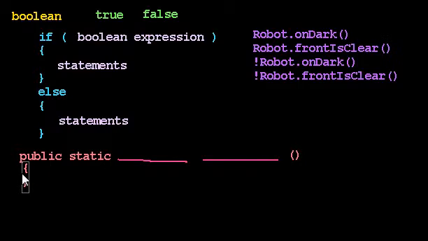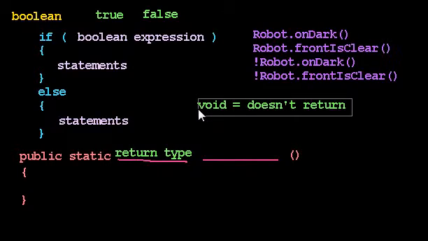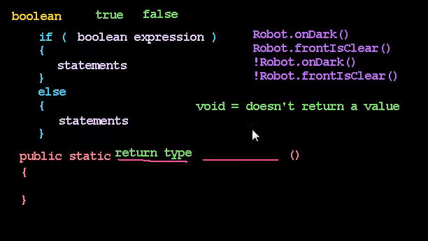Some braces. So it looks like I have the outline of a method. Okay, so what I write over here is my return type. And the only return type we've seen so far is void, and let's define the word void. Void means doesn't return a value. My method doesn't return a value if it's void.